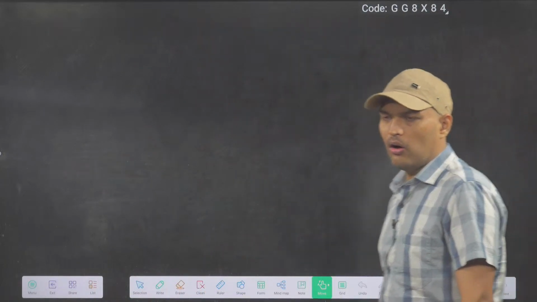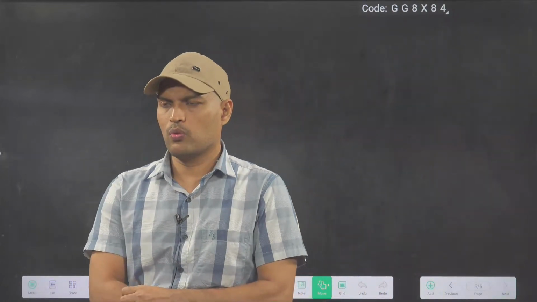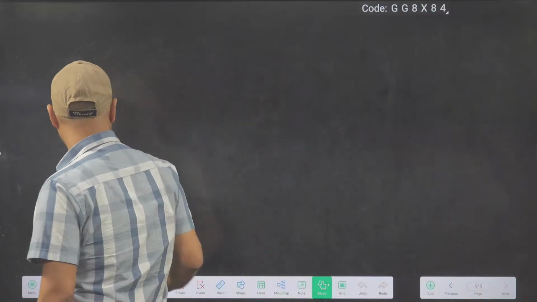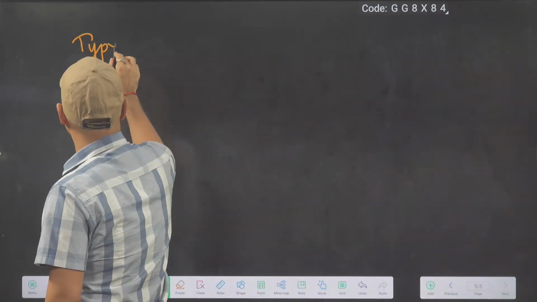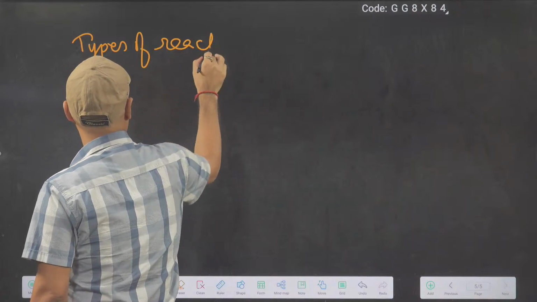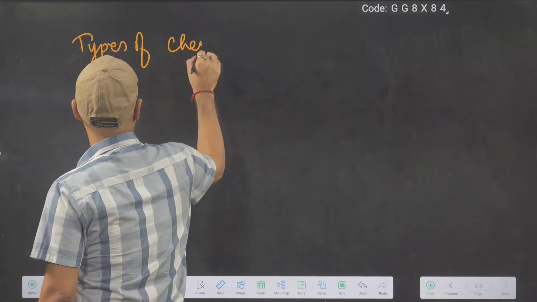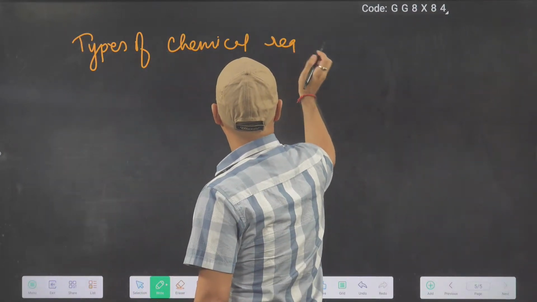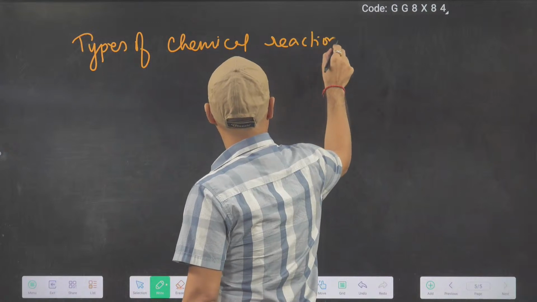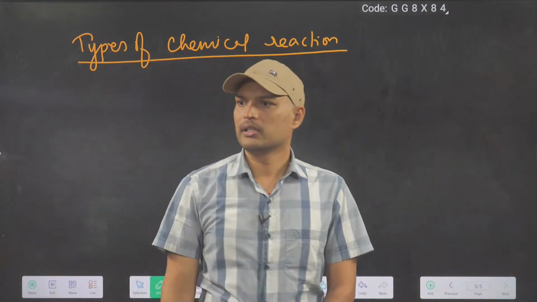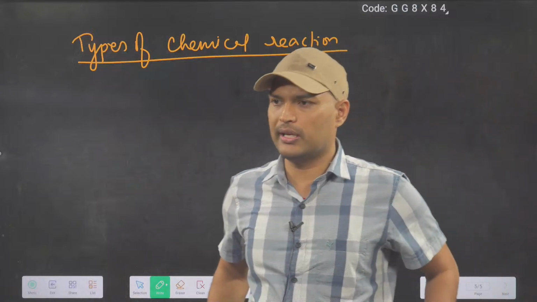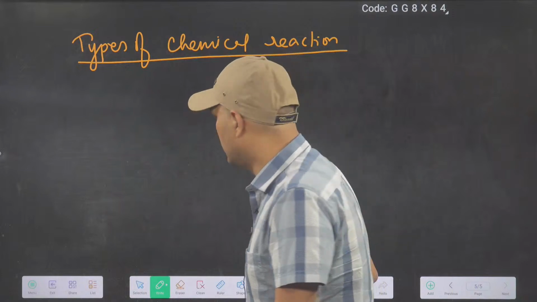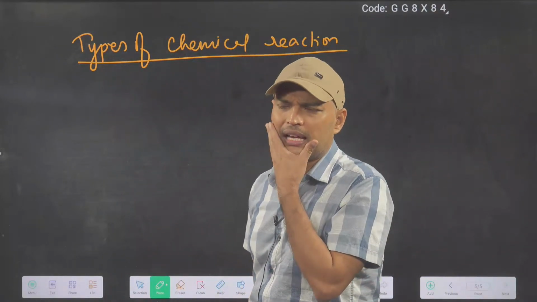Okay. Now, why have I told you these things? Because the next topic we are going to study is types of reaction. Types of chemical reaction, or you can say types of chemical equation. That's why I told you these things. Very, very important. Sir, what is a type of chemical reaction?